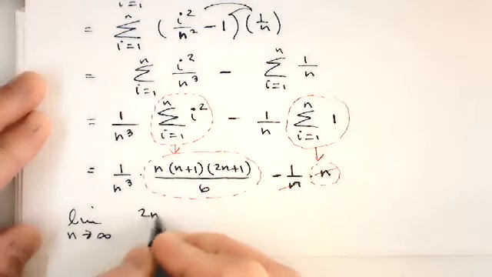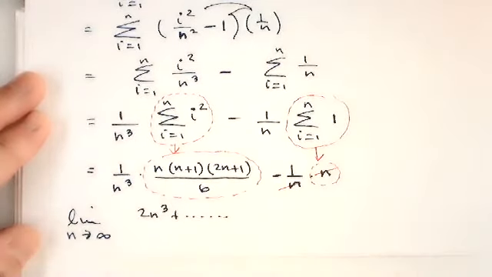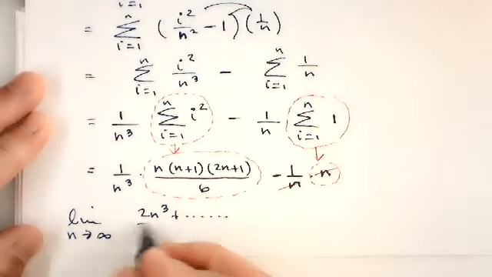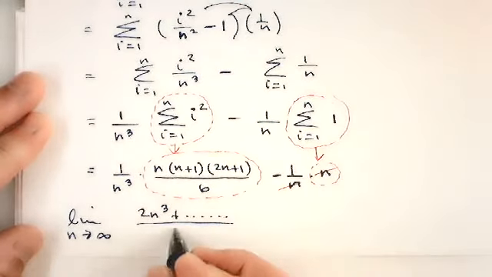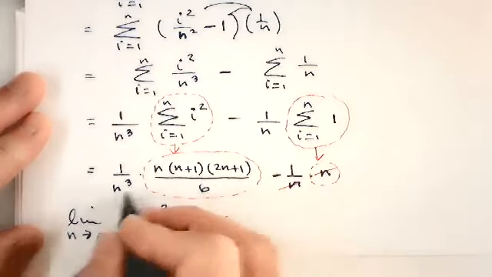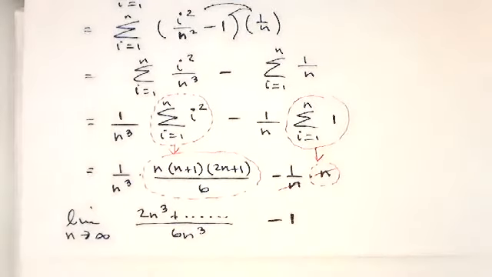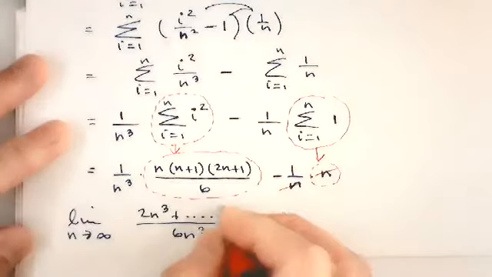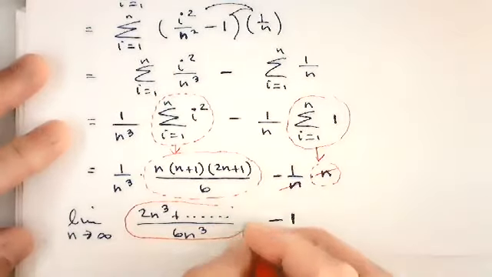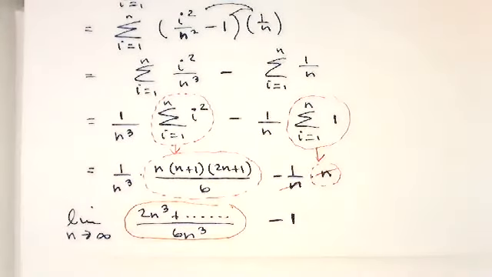How many people agree it's going to be 2n cubed plus some smaller values of n if I were to multiply that all out, right? Whereas in the bottom, I have 6n cubed. That's it, because it's just this times this. And then, of course, these guys cancel, so it's just minus 1. What is this limit going to approach right here if you reduce that fraction? How many people agree with 1/3? Good. I'm seeing a bunch of 1/3.